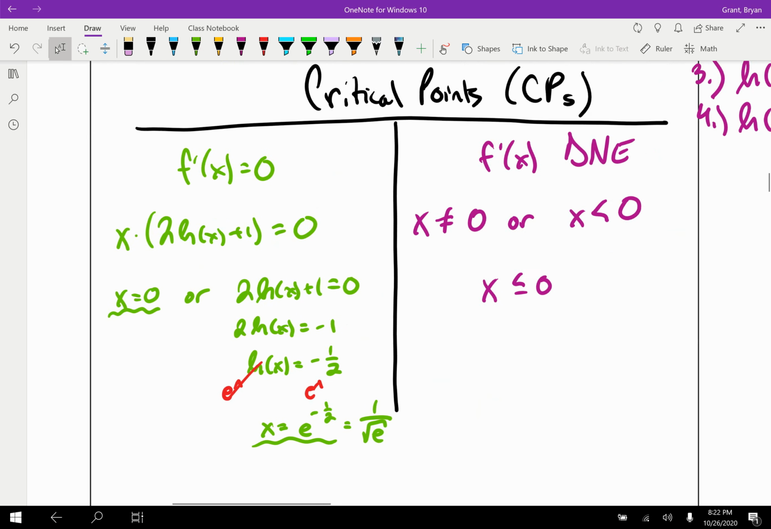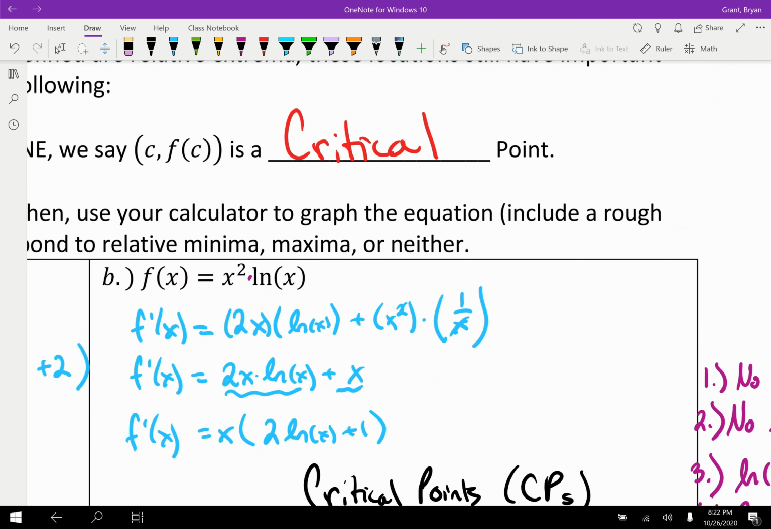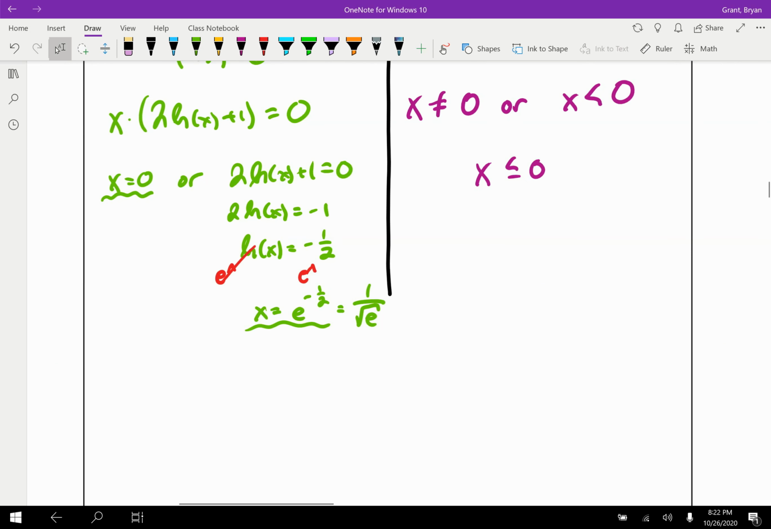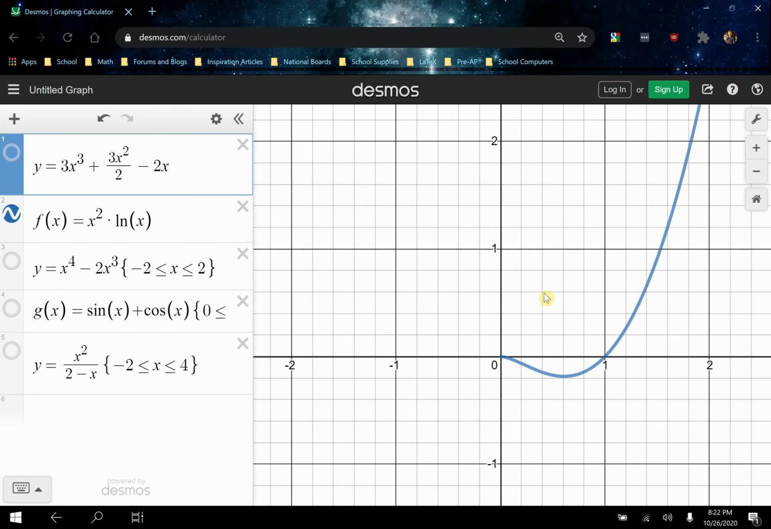Is there anything wrong with any of those? Well, notice that x equals 0 wouldn't actually be on the graph. The original graph has natural log as well. 0 doesn't even exist there. So you could still argue that it's a critical point. But since our graph won't exist over here, a lot of times if you get a critical point that's on the part where the graph doesn't exist, they won't classify it as a critical point. You can still put it. They're not going to mark you as wrong. So let's see what these two show up as, both x equals 0 and x equals 1 over the square root of e. Okay. So let's turn off this graph, pull up the next one.